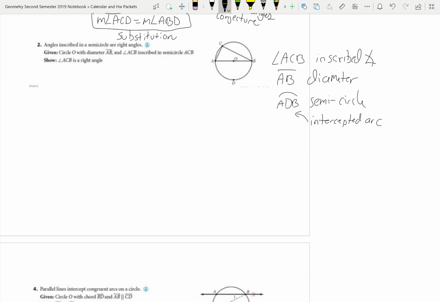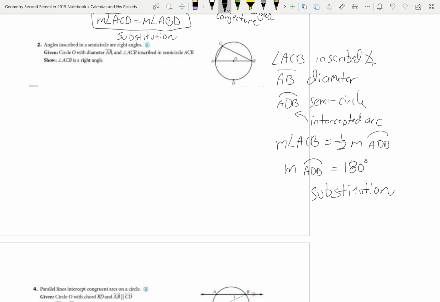So what else do we notice here? Oh yeah, we know that the measure of the inscribed angle is equal to half the measure of the intercepted arc. And since that intercepted arc is a semicircle, that's going to equal 180 degrees. Well, we have 2 different equations, so it's probably going to be using substitution more than likely. I'd say we're about ready to write our proof.